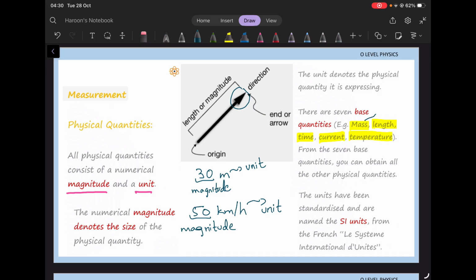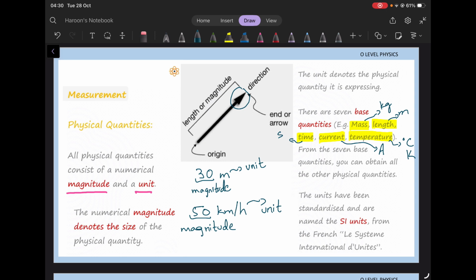The SI unit for mass would be kg. For length, it would be meters. For time, the SI unit is seconds. For current, it would be amperes. And for temperature, it actually has 2 SI units. We generally use degree Celsius, but we can also have Kelvin, which is represented by uppercase K over here.